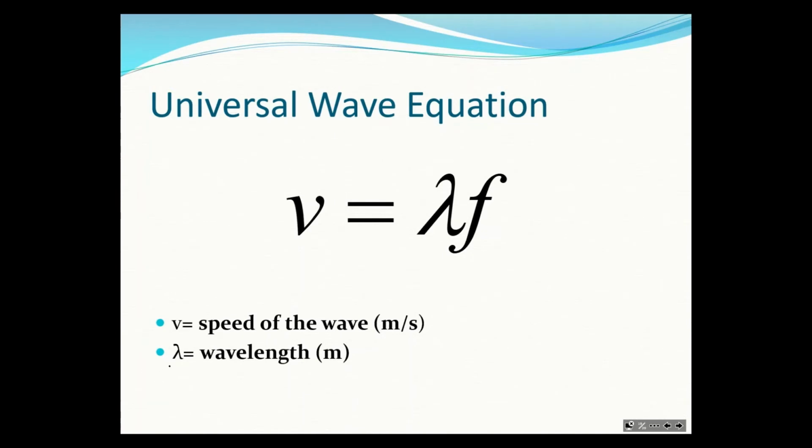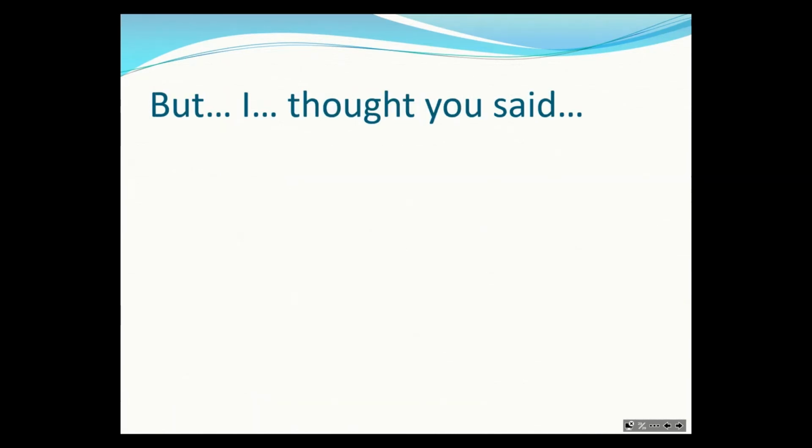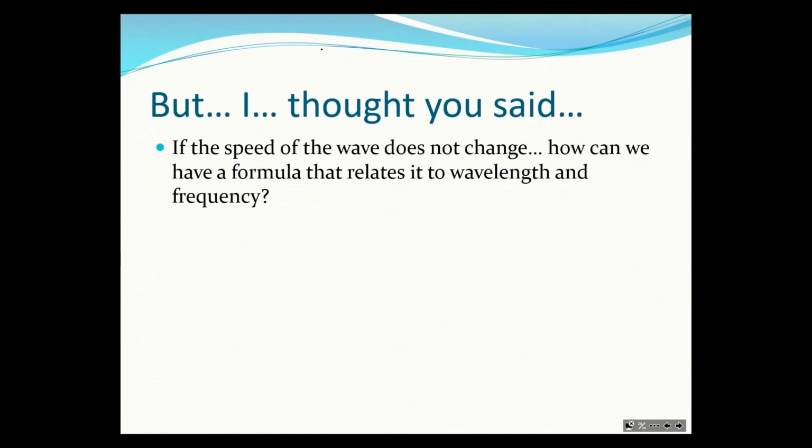Lambda is our wavelength, and f is our frequency. You can find that under waves in your data book. This universal wave equation is pretty easy to use. But the weird thing is, we're saying that the speed of a wave equals lambda f, but if the speed of the wave does not change, how can we have a formula that relates it to wavelength and frequency? That's weird because we said that the speed wasn't affected by it.